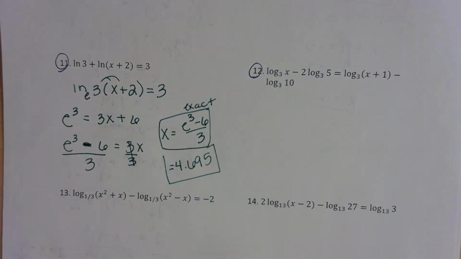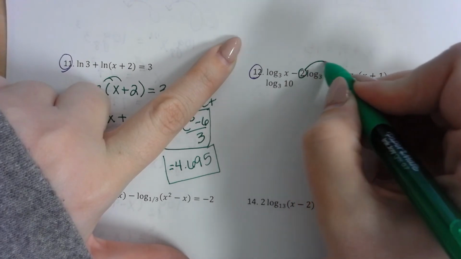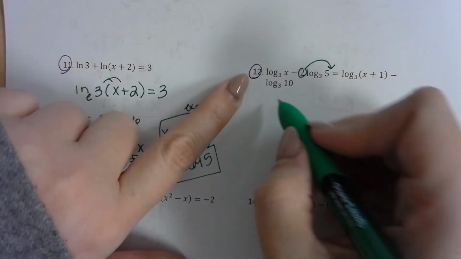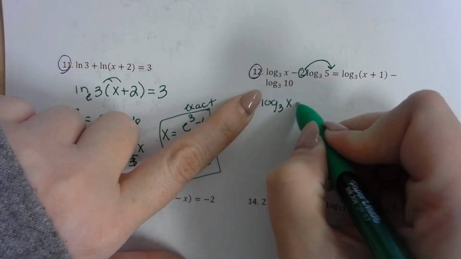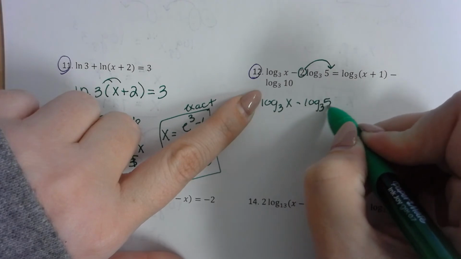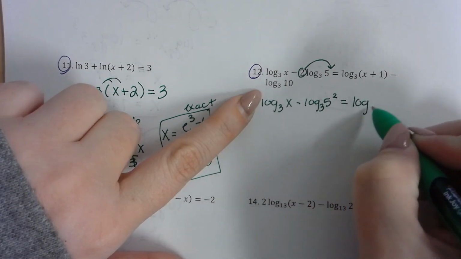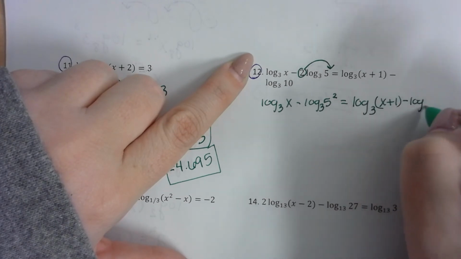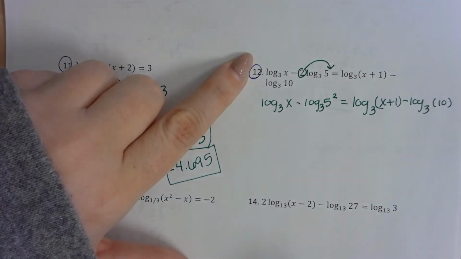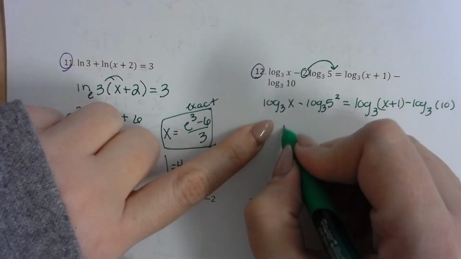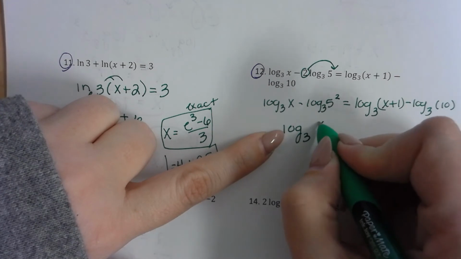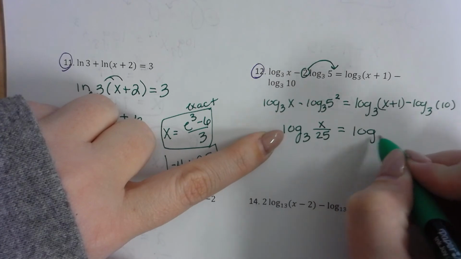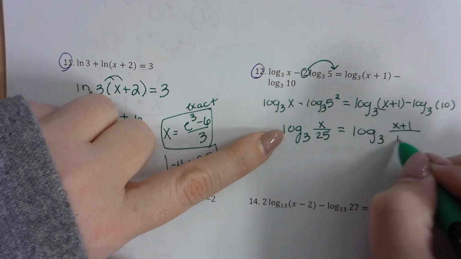Okay, number 12, we have on this side, the 2 is going to have to move up to be an exponent. So we've got log base 3 of x minus log base 3 of 5 squared equals log base 3 of x plus 1 minus log base 3 of 10. We know with subtraction, we can make it 1 log using division. So this becomes x over 25, because 5 squared is 25, and x plus 1 over 10.